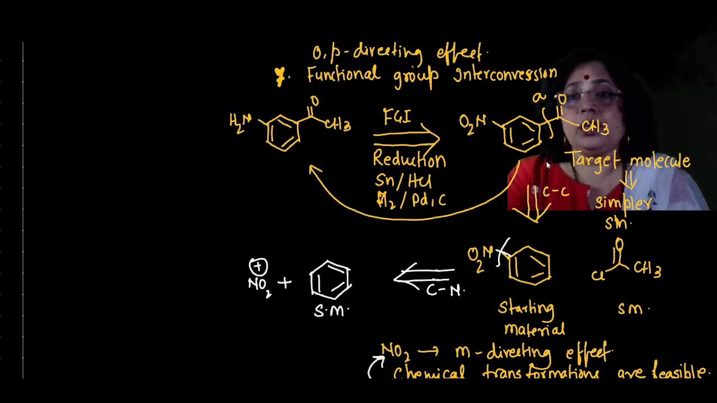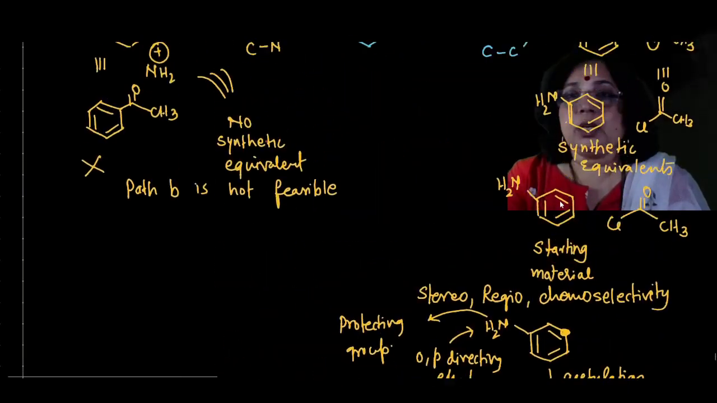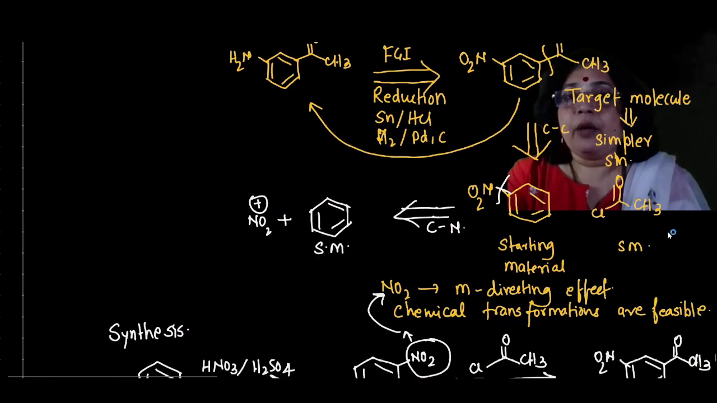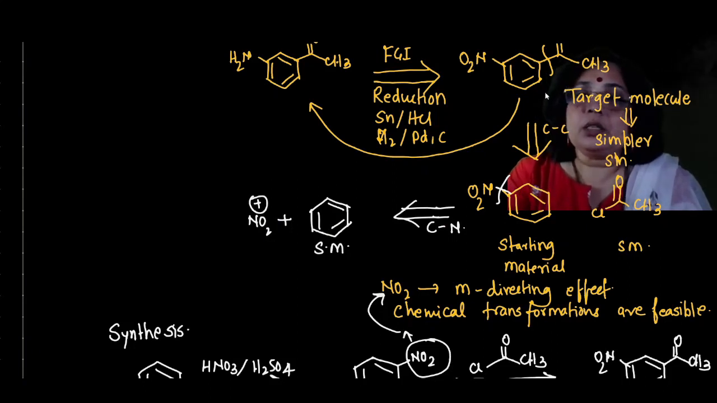Now after this, I just consider this as the target molecule. Again, from point 1 to 5, that is the last guideline, repeat all the steps till a simple starting material is available. Now I have to repeat the procedure till I get a simpler starting material. So I have started the same procedure again: the identification of the functional groups, the nature of the functional groups, the pattern of the functional groups, then the disconnection approach.